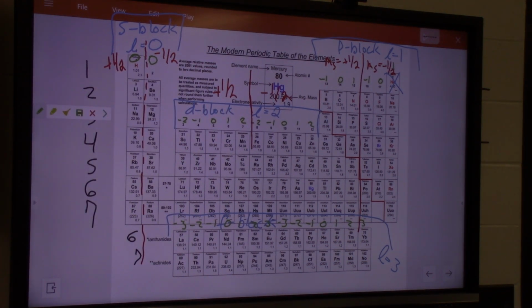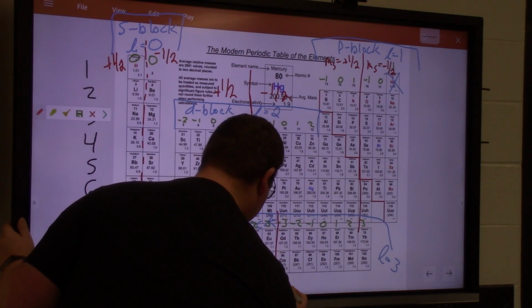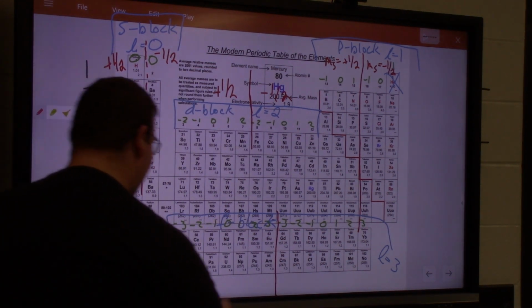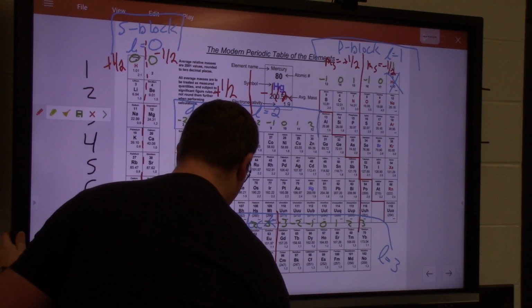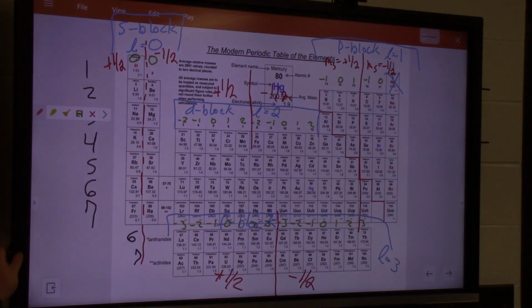Oh, I see the issue now. No room to write. Oh no. Split it right down the middle. Left side, +1/2. Right side, -1/2.